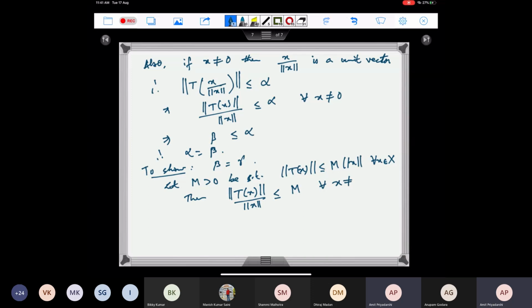So beta is less than equal to any m for which norm Tx is less than equal to m times norm x. This is true for every such m. So therefore beta has to be less than equal to gamma. So beta is less than equal to gamma.